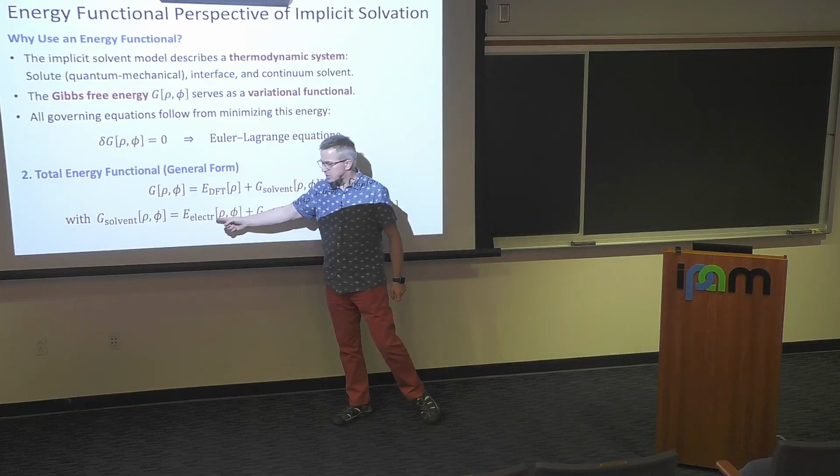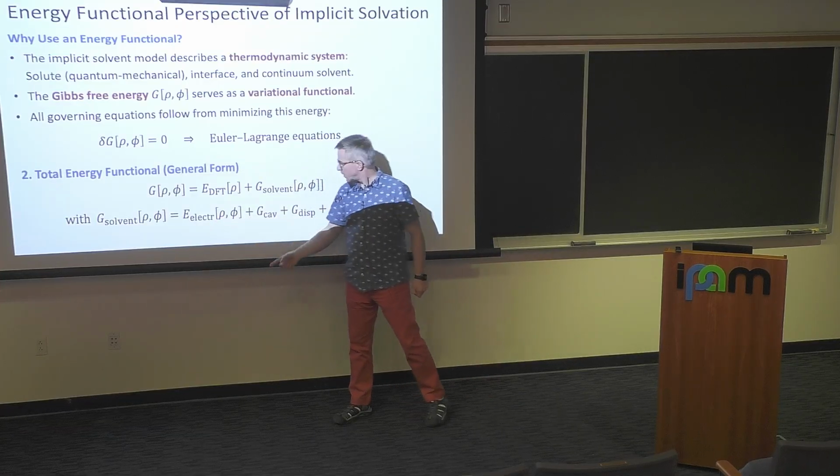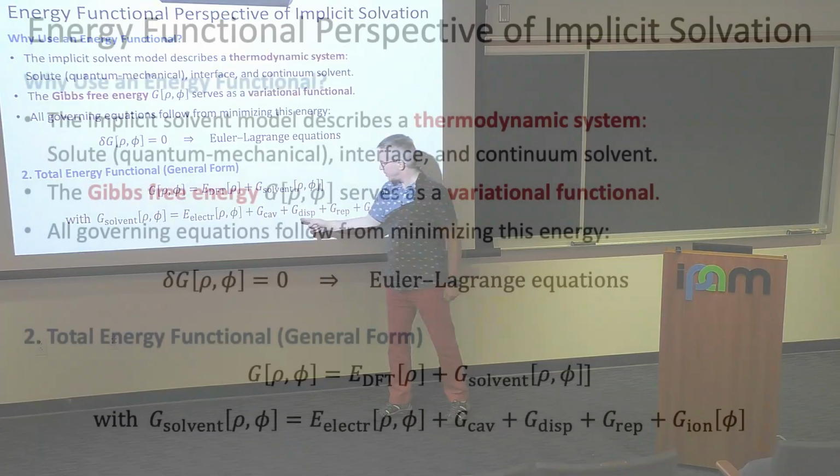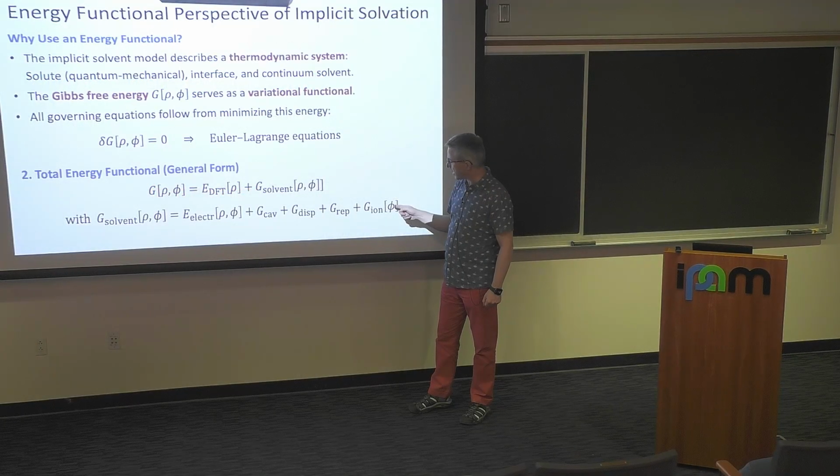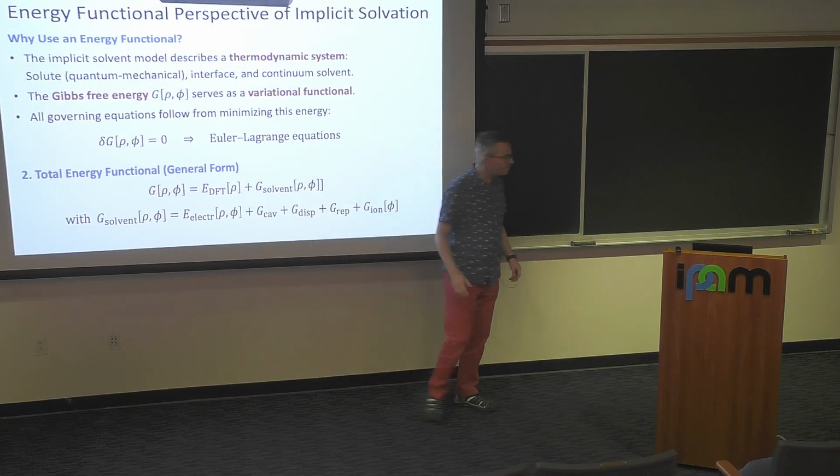The first one is some electrostatic contribution. We've got the cavitation Gibbs free energy. We've got dispersion interaction of our solute with the solvent. We got some repulsive energy terms potentially, and if we have an electrolyte instead of just a solvent, there's also the Gibbs free energy of the ions as part of that. The Gibbs free energy of the ions will definitely depend on the electrostatic potentials. The others may not.